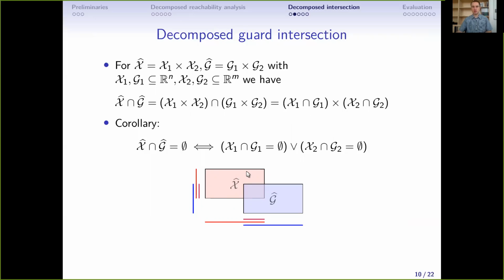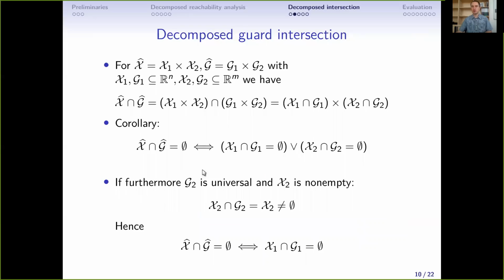So if x is a Cartesian product of these red intervals and g is a Cartesian product of these blue intervals, then their intersection is again a Cartesian product of intervals, namely those purple intervals, which can be computed as the intersection of these projected intervals and these projected intervals. And this generalizes to higher dimensions and also to unbounded sets. As a corollary, we can say that the intersection of these two sets is empty if and only if it's empty in one of the components. So it might be empty in the first component or in the second component.